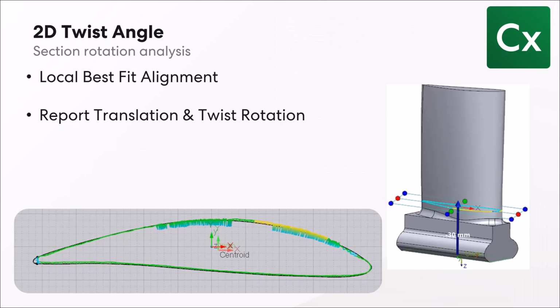The 2D twist analysis tool performs a local best fit alignment, which can also be constrained to a maximum allowed transformation and rotation. This allows reporting the deviation between the reference section and the aligned measured section without the deviation along the whole airfoil, as well as the actual transformation and rotation of the measured section.